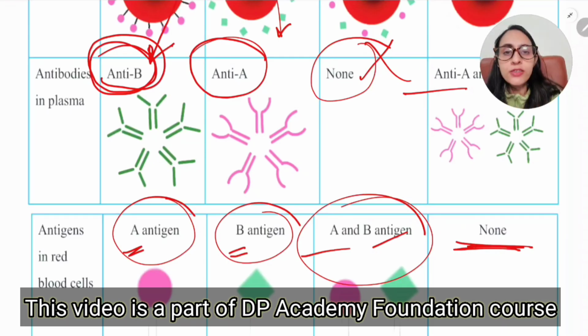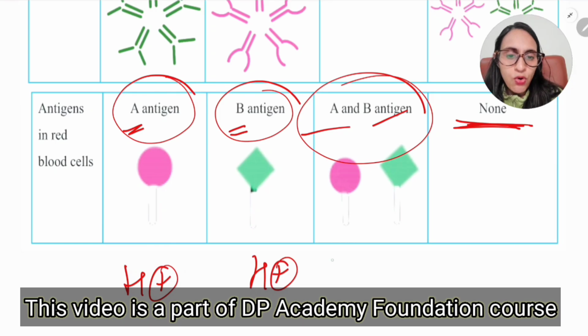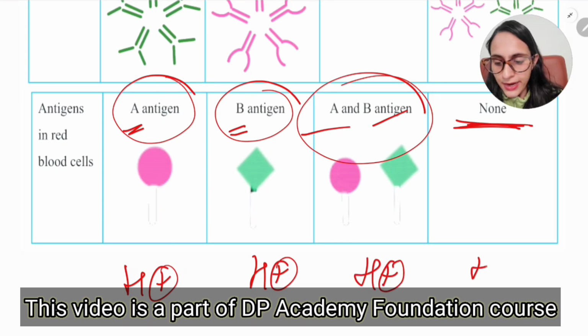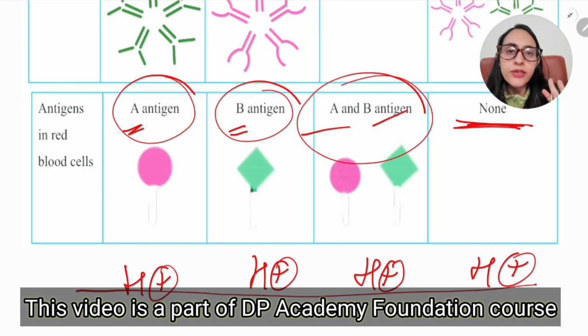So in each of these blood groups, H antigen is common. It is present in all the blood groups. All of them have H antigen. None of them will have antibodies against it, right? So we have H antigen present in all the blood groups in the ABO blood grouping system.